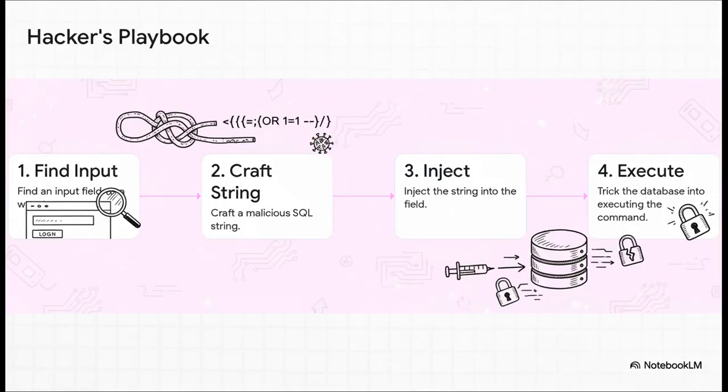And that's really the playbook. It's a simple, four-step process that's been used to steal billions of records. You find a weak spot, you craft that malicious little string, you inject it, and then you just let the application's own code do all the dirty work for you. It's kind of a testament to the power of simple, elegant design, even when it's used for something pretty evil.